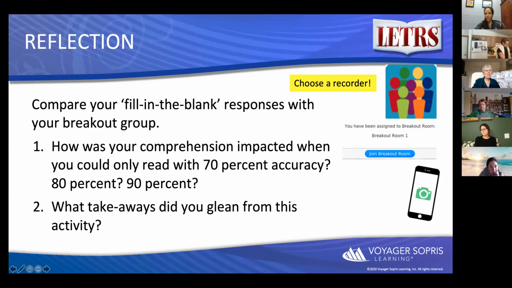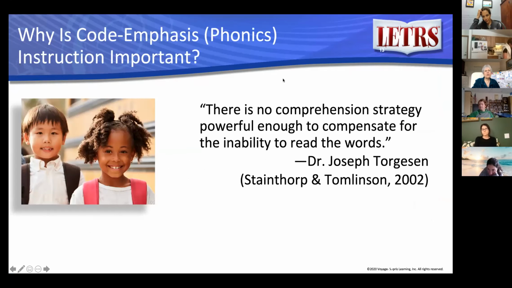Well, again, my hope in this activity that we wanted to draw attention to is the following. The question is always, why is code emphasis or phonics instruction important? And I really appreciate a conversation I had in early 2000 during Reading First initiations, and Dr. Torgesen used this quote, and I also use it fairly frequently, that there's no comprehension strategy powerful enough to compensate for the inability to read the words.